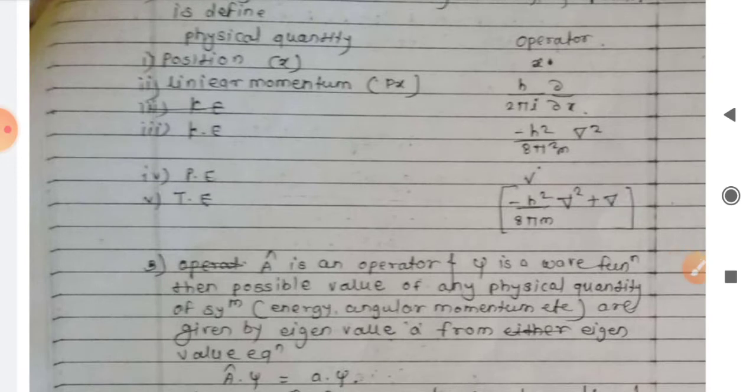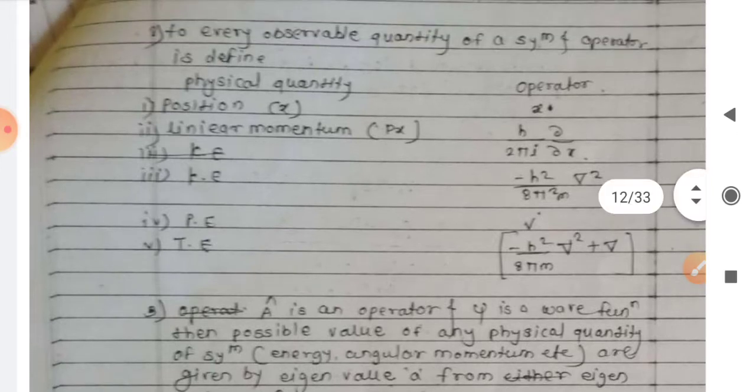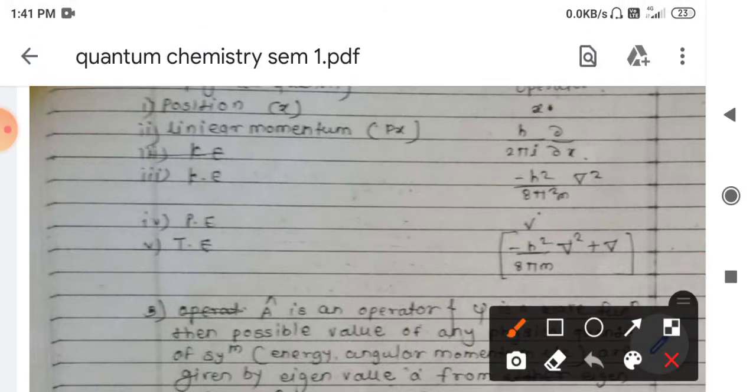So for every system we have a wave function. Without a wave function we cannot define the system. For the existence of a system we must have a certain wave function associated with it, and we generally represent that wave function by the symbol psi. Now consider the next postulate.